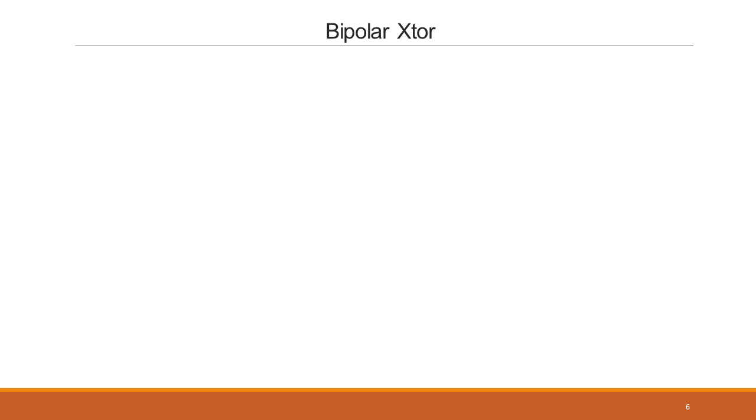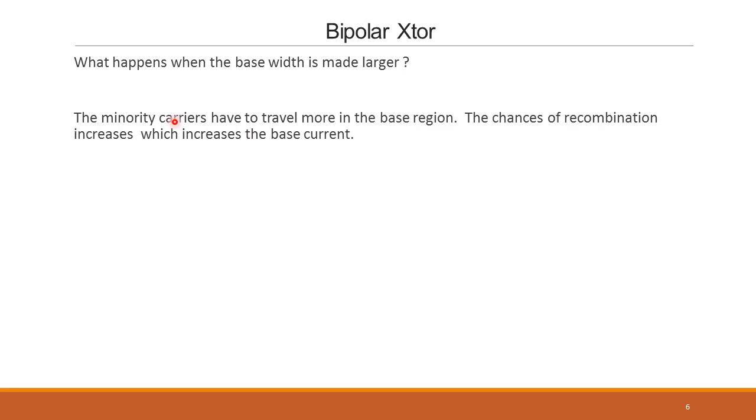Bipolar transistor. What happens when the base width is much larger? We've seen what the bipolar transistor is. We've seen that it has an emitter, base, and a collector. What happens when the base width is made larger? The minority carriers have to travel more in the region. The majority carriers were emitted by the emitter, and they enter the base where they become minority, and they have to travel more distance because the base width is larger.